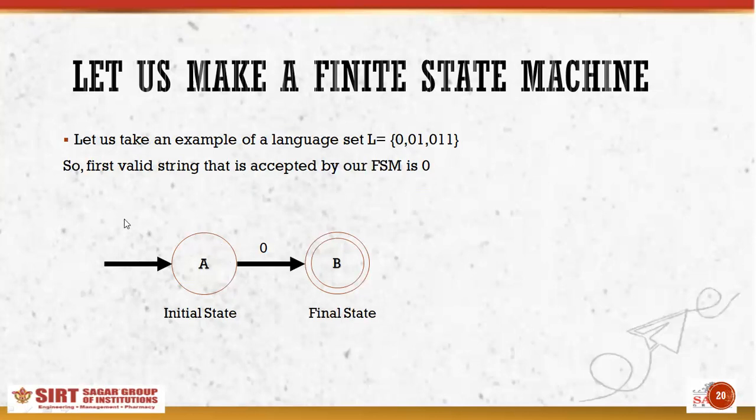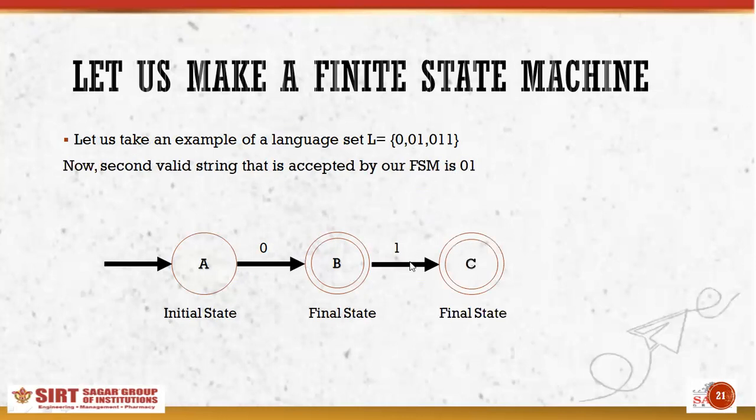An arrow coming from nowhere will signify the initial state here. Now what is to be done? By taking 0 as input, I have to reach some final state, because 0 is the first valid string of the given set L. So I have taken 0 and reached the final state B. Now another valid string is 01. So I will take the benefit of 0, which already exists in this machine, and make another transition on 1 and reach another final state C.